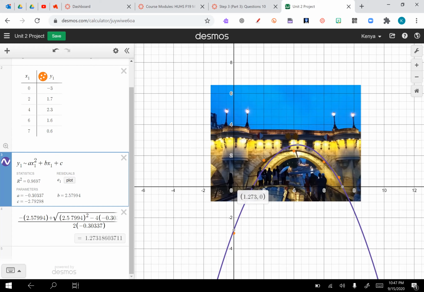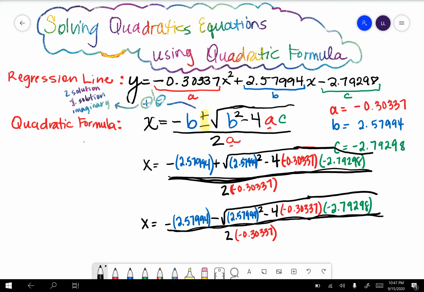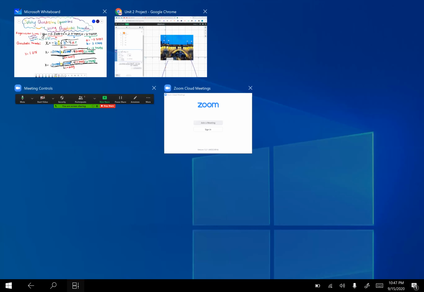Okay, now going back to your workspace here. Let's go ahead and write that answer down. 1.273. That is our zero. So x is equal to 1.2731. All right, so that's our first solution, okay? And I just want to reiterate, one is plus, the other one is minus, right? So we're going to go back now and we're going to do the minus. We're going to do the subtraction.